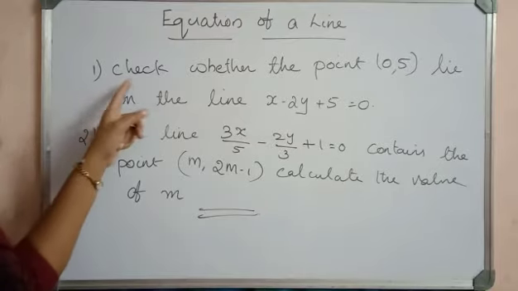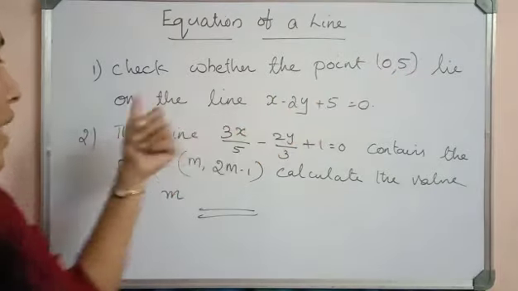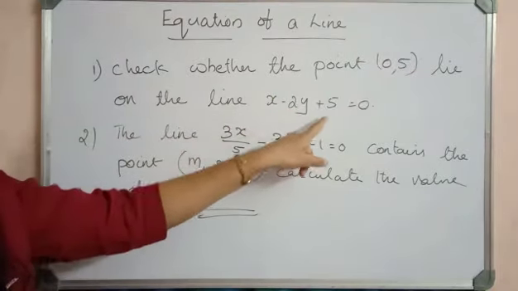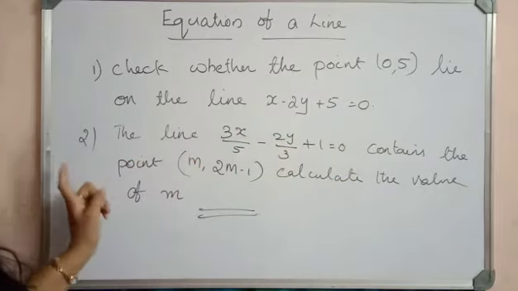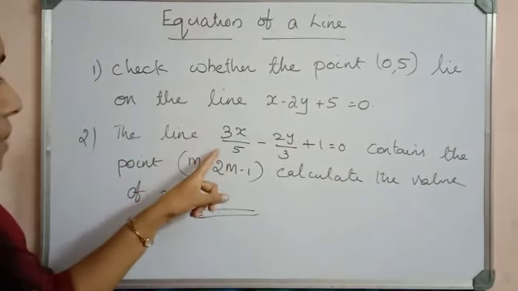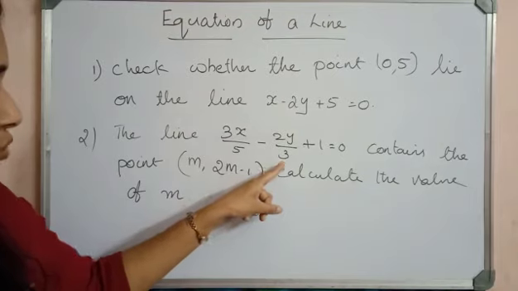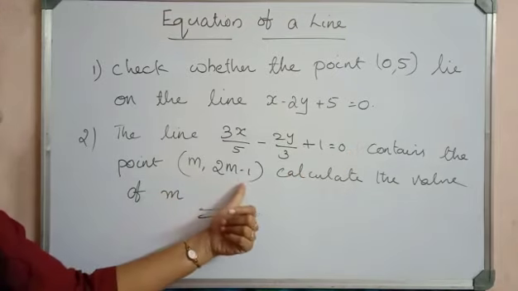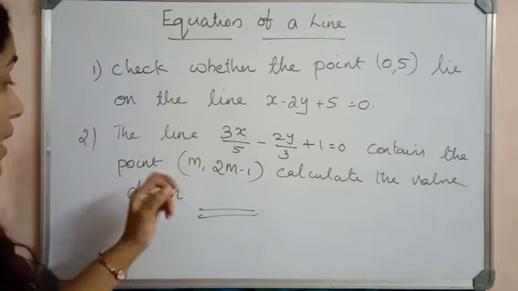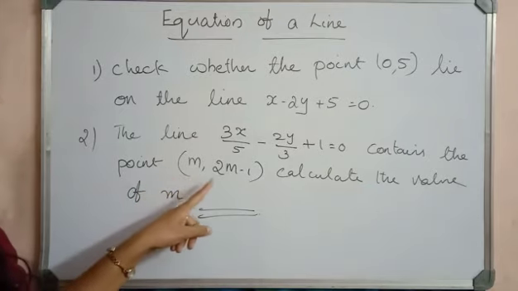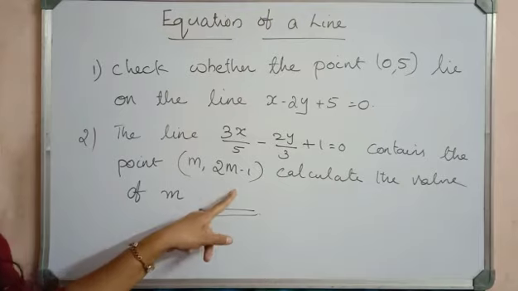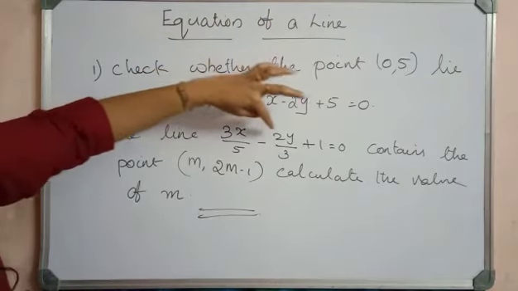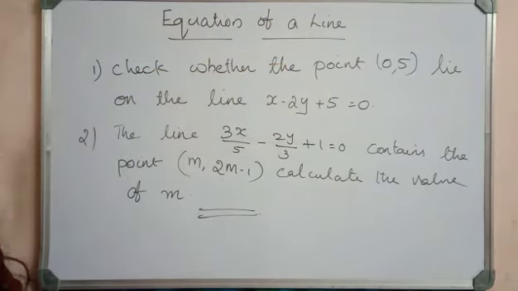The first one is: check whether the point (0, 5) lies on the line x minus 2y plus 5 is equal to 0. And the next question is: the line 3x by 5 minus 2y by 3 plus 1 is equal to 0 contains the point (m, 2m minus 1). Calculate the value of m. Here the x-coordinate is m and the y-coordinate is 2m minus 1. You need to substitute the values in place of x as well as y respectively, and then find the value of m.